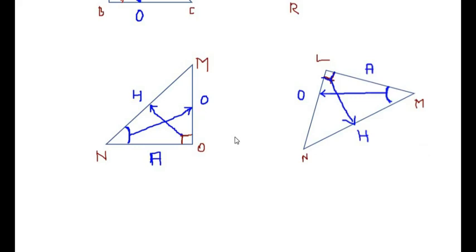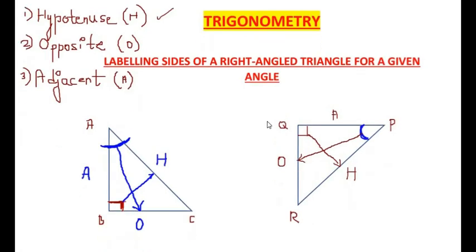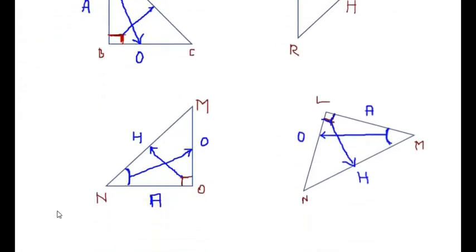So it is quite easy if you follow these steps. Start with marking the hypotenuse first, then the opposite, and then the adjacent side for a given angle.